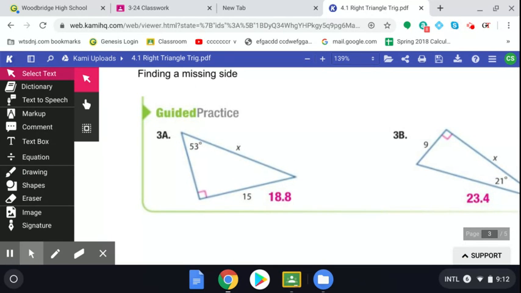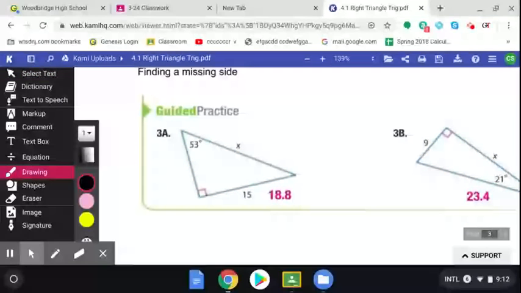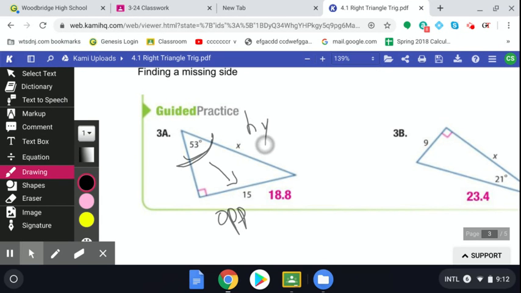And then this really is going to feel like geometry again. When you need to find a missing side in a right triangle and you have an angle and a side. In this case, you have this angle, you're looking for this side. So you need to establish what that side is from the 53-degree angle perspective, and this is opposite, and they're trying to find the hypotenuse.